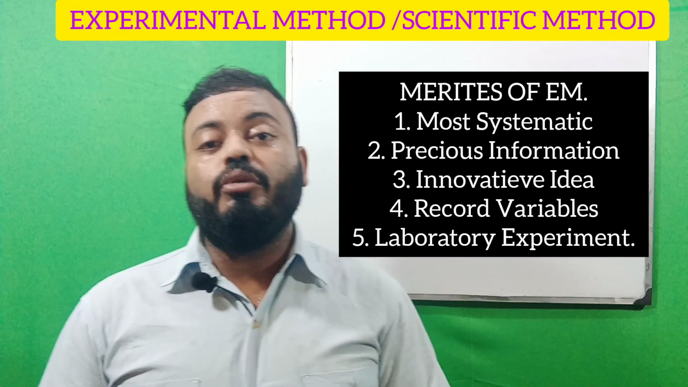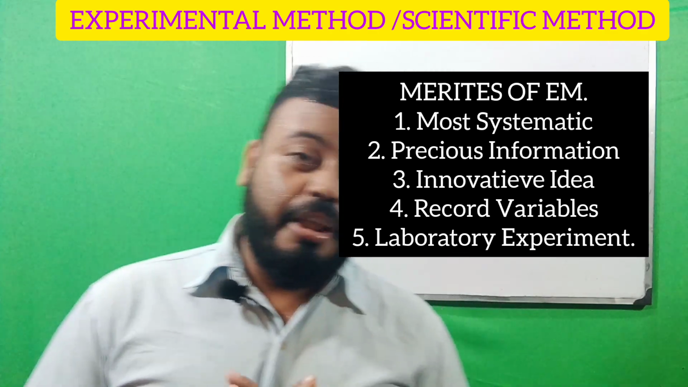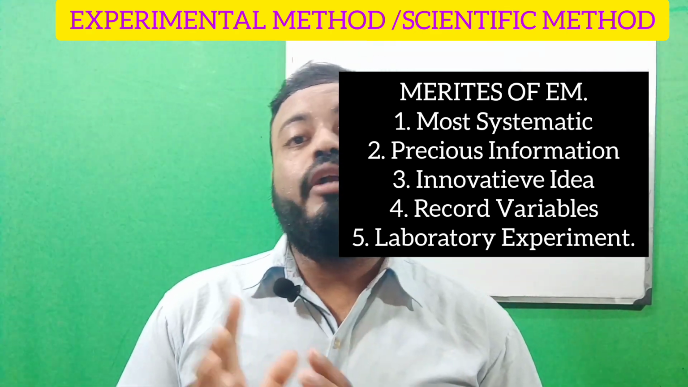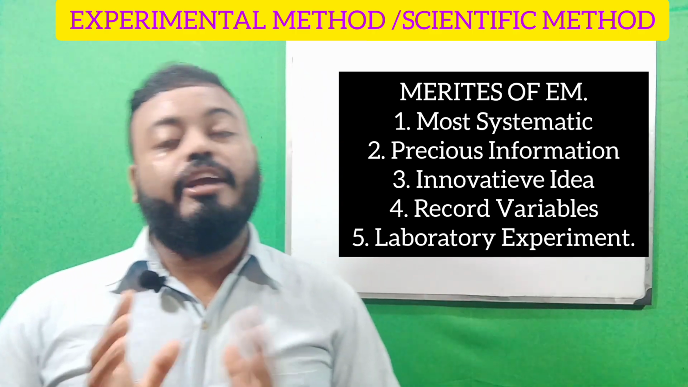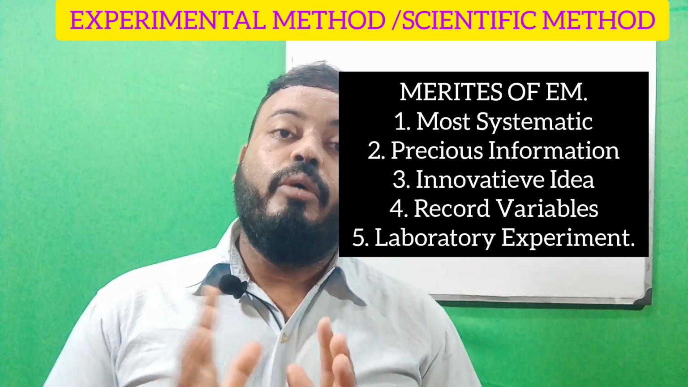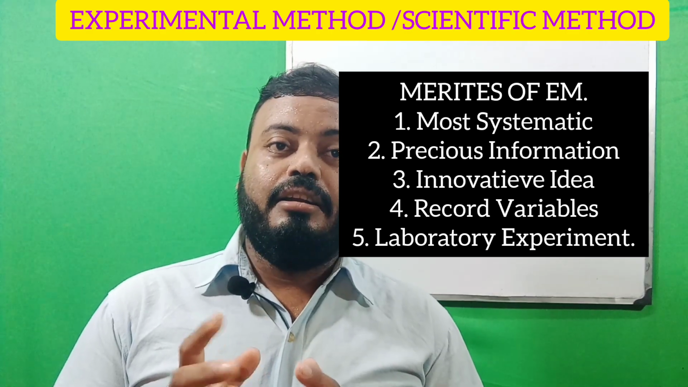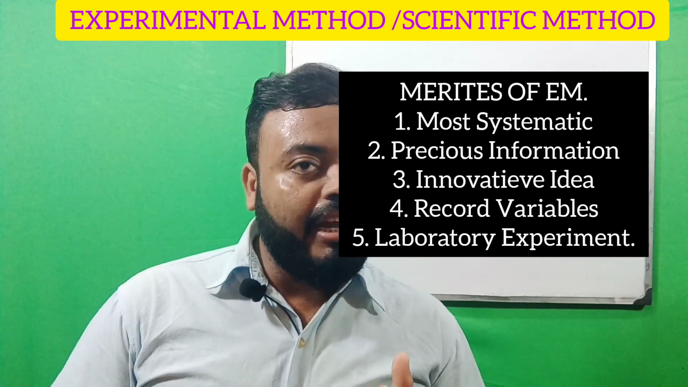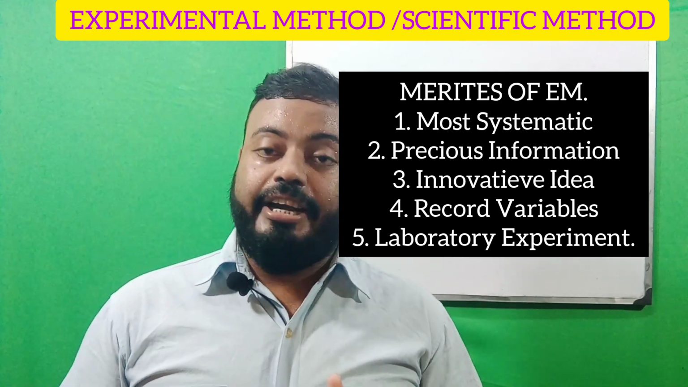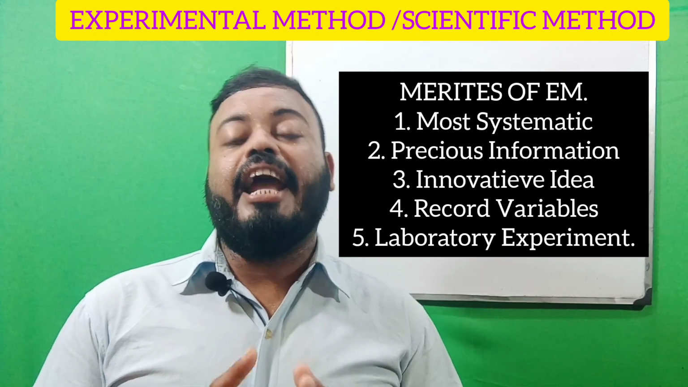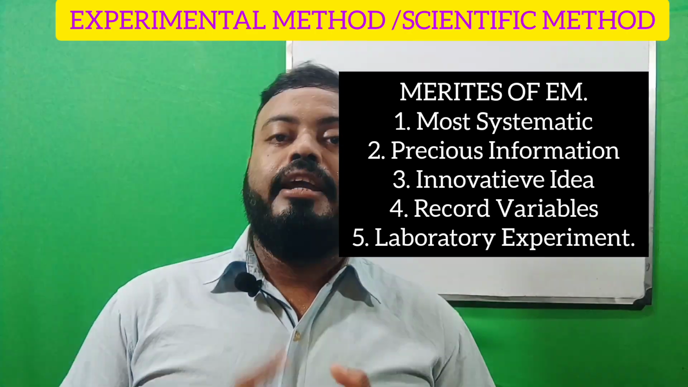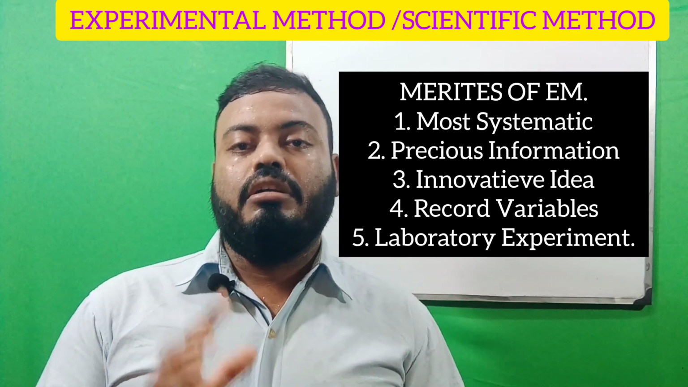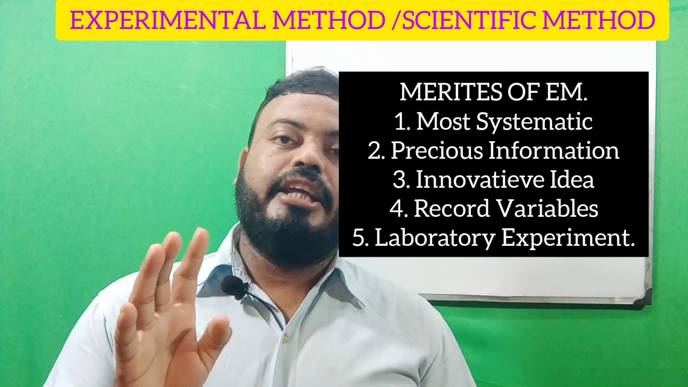Next, we are going to explain another merit of the experimental method: it can record variables. When the researcher conducts the research, he depends on three types of variables: independent variable, dependent variable and intervening variables. Each variable can record all the data given by the research work. So this is the fourth merit of the experimental method.